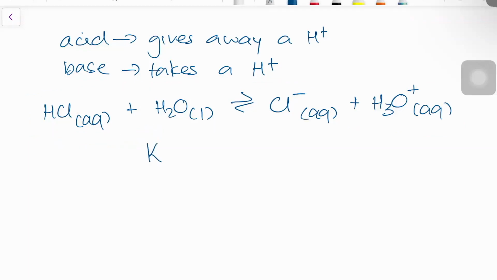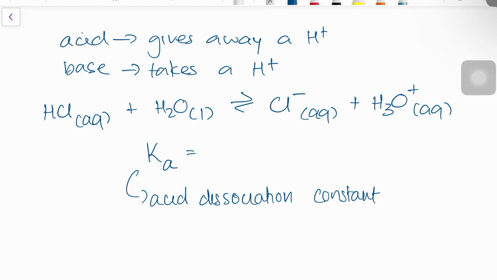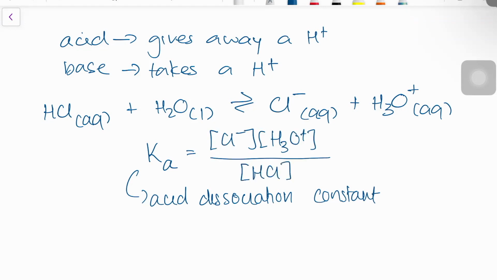And then the K value gets given the subscript A. So this here is called your acid dissociation constant. You write the equilibrium expression the same way. It's the concentration of products over the concentration of the reactants to the power of any of the coefficients. Once again, I didn't include water because it's a pure liquid. So the only difficulty here is learning to write the equation for the first time.